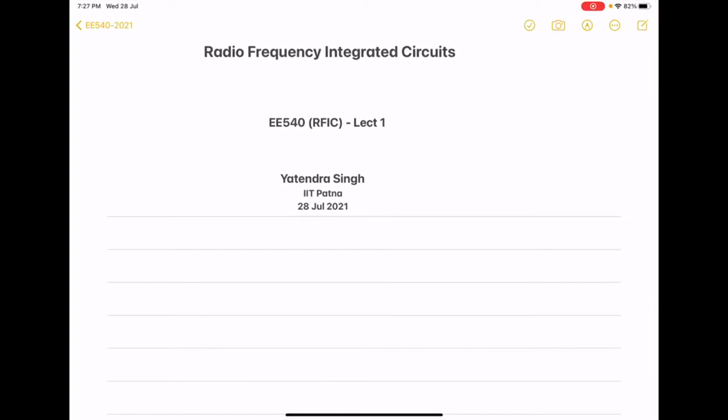This is the first lecture on course EE540, which is named Radio Frequency Integrated Circuits. So this lecture is going to be the introductory lecture on this course, where we will try to find out what are the various circuits that we will be discussing under this course by taking up example of a wireless transceiver for voice communication.